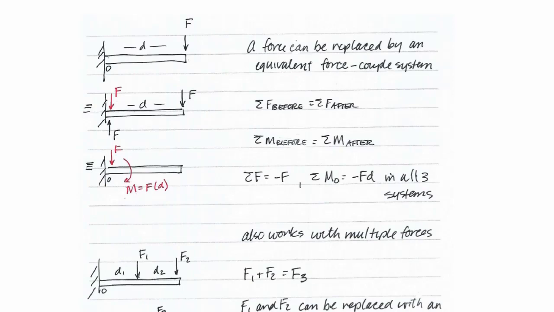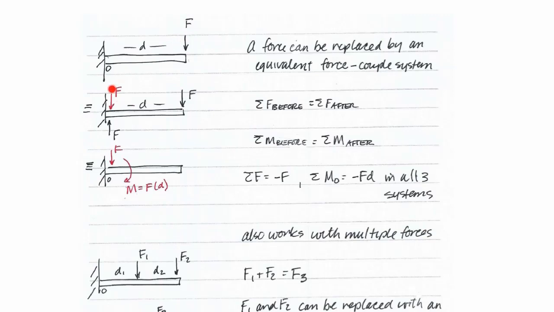Now let's talk about how to replace a system of forces with a force couple equivalent system. So we have a force being applied at the end of this beam, and we may want to know the moment about point O. Well, the moment about point O is force times distance. I think we can know that. But let's see if we want to simplify that a little bit.